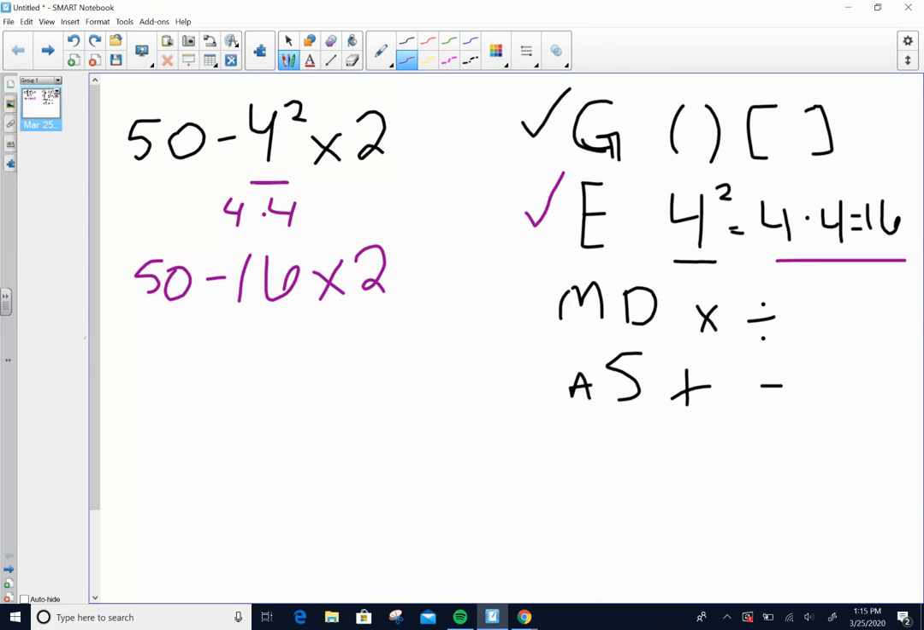Next, I'm looking for that multiplication and division, and I do have 16 times 2 here. That's multiplication, so I want to go ahead and solve that. When I take 16 times 2, I get 32, and I can still copy down 50 minus. There's no other multiplication and division, so I can check that off. Last thing I see is subtraction, and that's part of our last step. So I can take 50 minus 32, and when you do that, you should get 18.